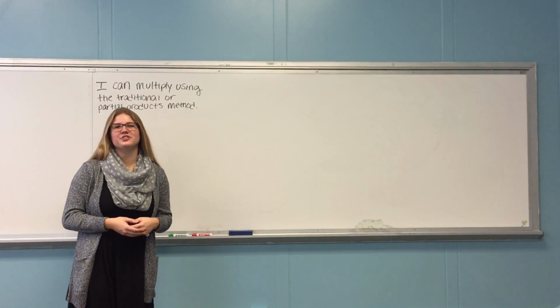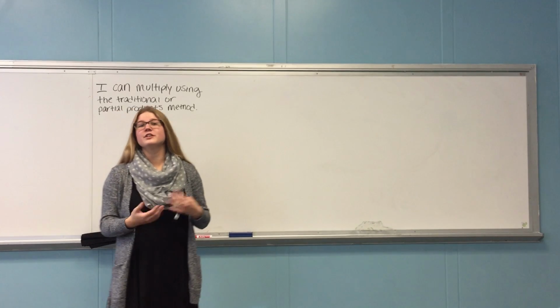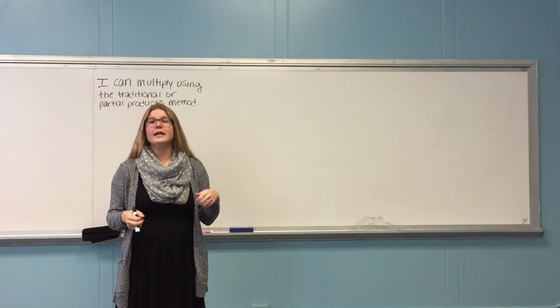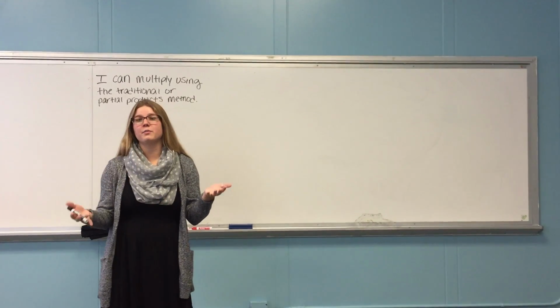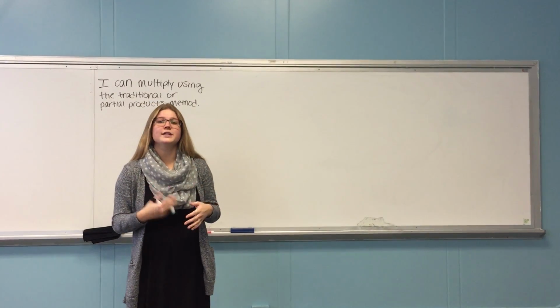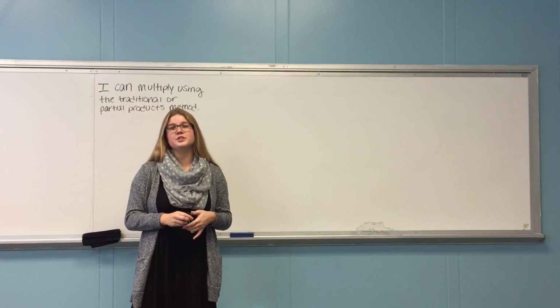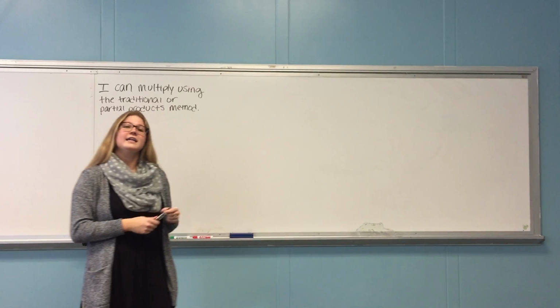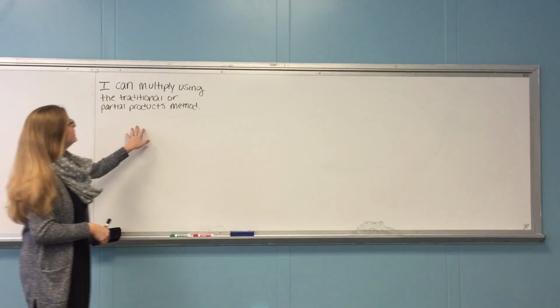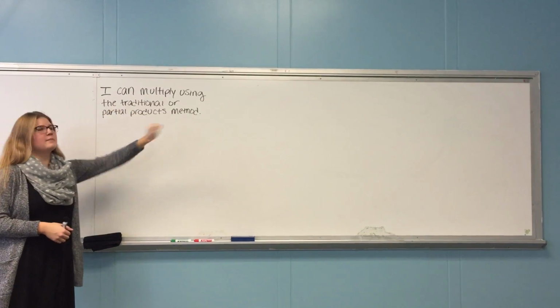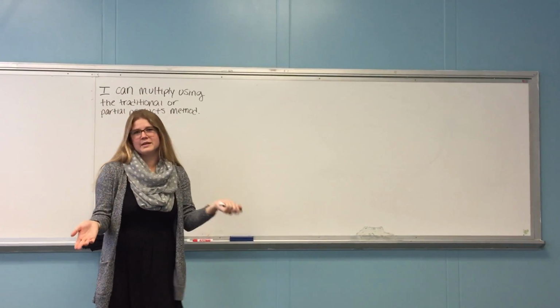In this video, I'm going to show you how to multiply using the traditional method, a multi-digit number and a single-digit number, and a multi-digit number by another multi-digit number. I am also going to show you using the partial products method, how you can multiply two double-digit numbers together. Our I can statement for this lesson is right behind me. So I can multiply using the traditional or partial products method. So that's our goal for this mini lesson.